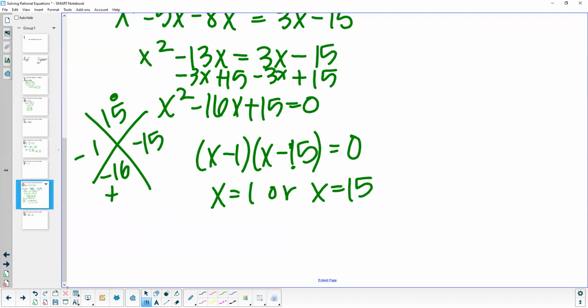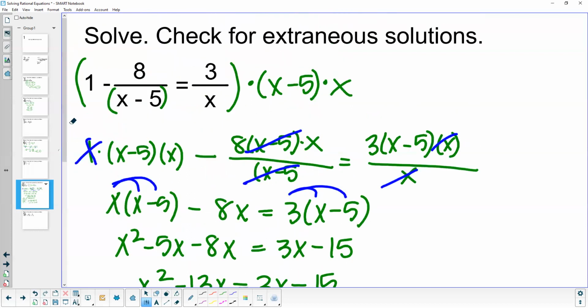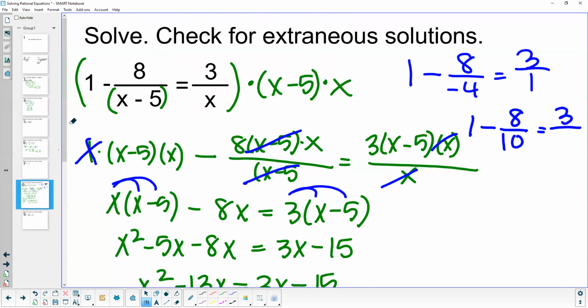Now, when we get two solutions like this, we do want to check to see if either of them are extraneous solutions. So we want to put a 1 in. If I put a 1 in here, I would end up getting 1 minus 8 over negative 4 equals 3 over 1. Okay, option number 1. Our second one, if we put in that 15, we end up getting 1 minus 8 over 10 is equal to 3 over 15. Great. Are any denominators 0 there? No.